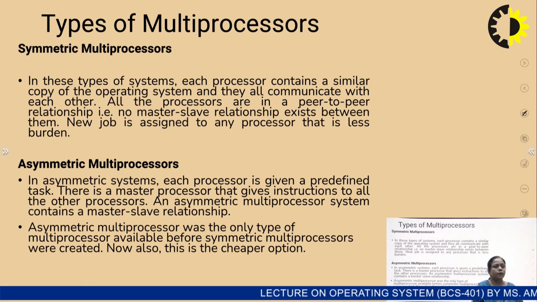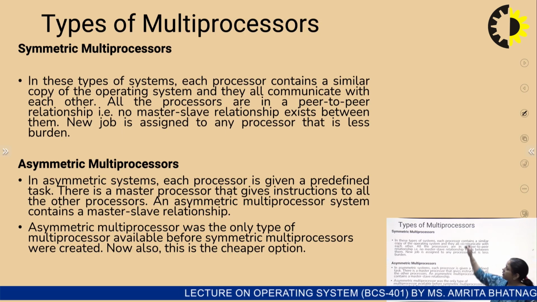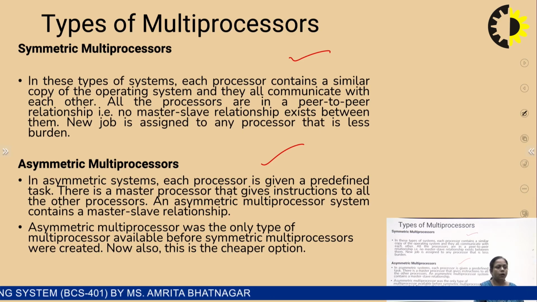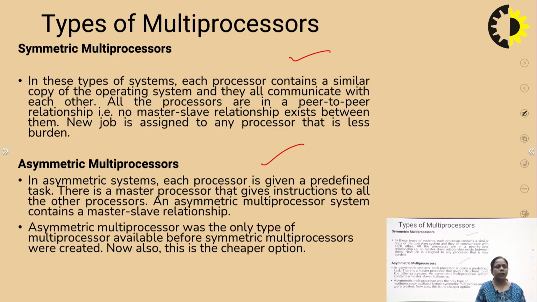Now, this type of multiprocessor system can be of two types: symmetric multiprocessor and asymmetric multiprocessor. In the symmetric multiprocessor system, each processor contains a similar copy of the operating system and they all communicate with each other. All the processors are in a peer-to-peer relationship, that is, no master-slave relationship exists between them. A new job is assigned to any processor that has less burden. What it means is, in the symmetric multiprocessor, all processors are at the same level. There is no master or slave relationship. No processor can give instructions to another processor, and when a job comes, it is assigned to any processor.